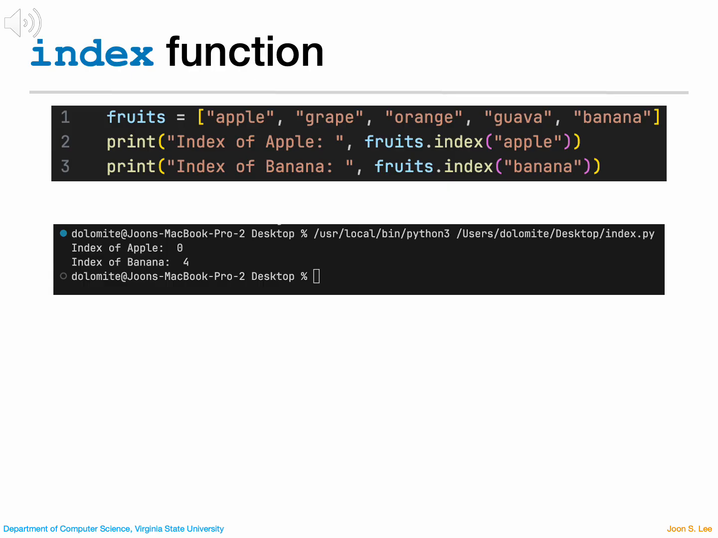So far, we have been using index numbers to access elements. But sometimes we don't know the position, we only know the value. The index function helps us find the position of a specific item in a list. In this example, we use fruits.index with apple and banana. Python searches the list and returns their positions. So apple is at index 0 and banana is at index 4. This is very useful when you need to locate an element before working with it, especially when the position is not already known.